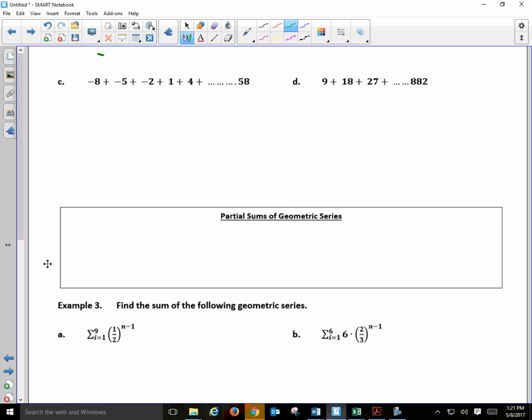Okay, so the sum of the first n terms is n times -8 plus 58 divided by 2. So what's wrong with this problem? I don't know what n is. How could we figure out n? How will you solve for it?